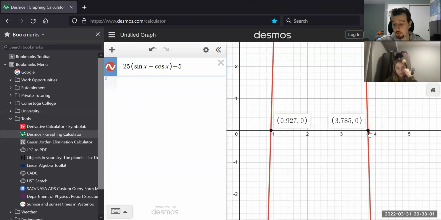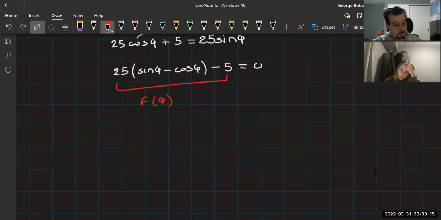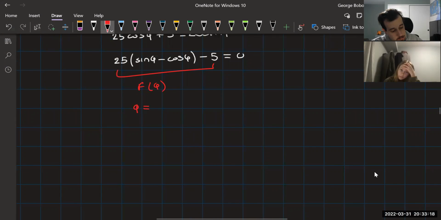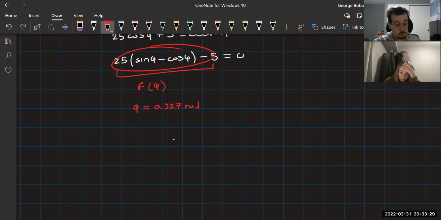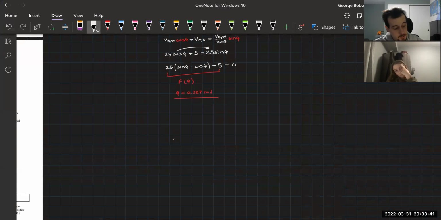So there's the root. Again, this root over here is over pi. That's not a root that we want. So that's your root right there, 0.927 radians. All right. So phi is equal to 0.927 radians. You can try it. If you put it in right now, you're going to get 0 for this equation. So let's pretend that this was perfectly fine and totally not linear, and we solved it, all right? For education purposes, what do we do next to find the time?